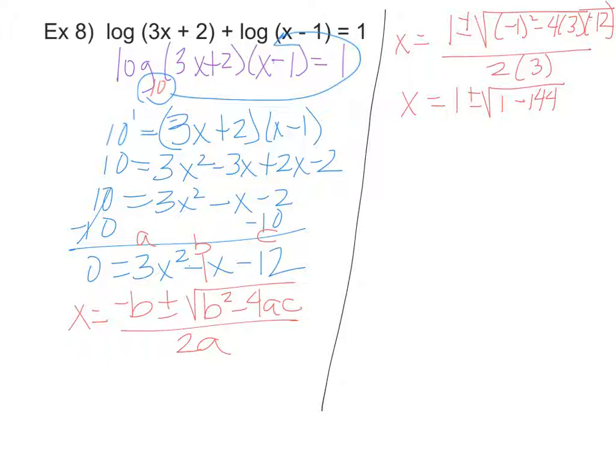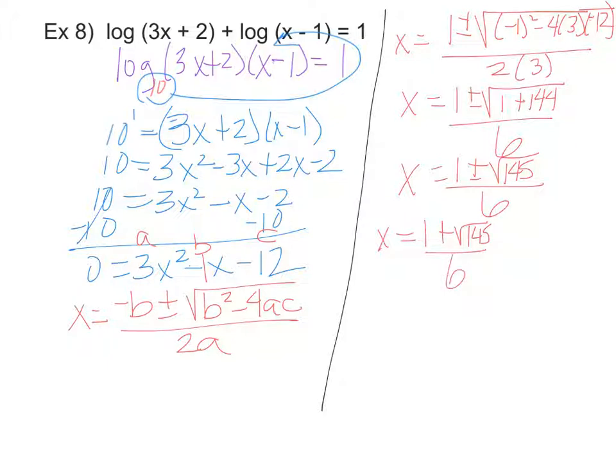Oops, sorry, that's a negative 12, right? Negative times a negative is a positive. Ooh, that was a close one. All over 6. So x is actually equal to 1 plus or minus the square root of 145 over 6. Now, you gotta love that calculator. So you're going to type in both of them. x is equal to 1 plus the square root of 145 over 6, and x is equal to 1 minus the square root of 145 over 6.